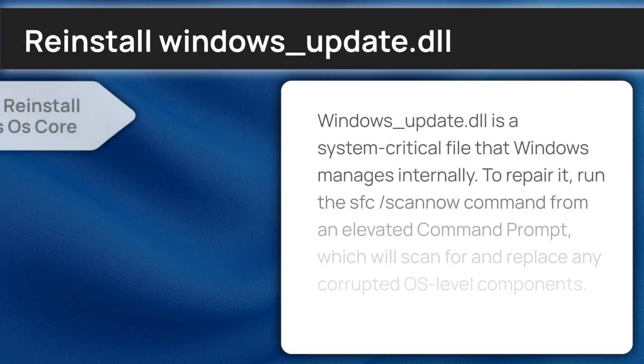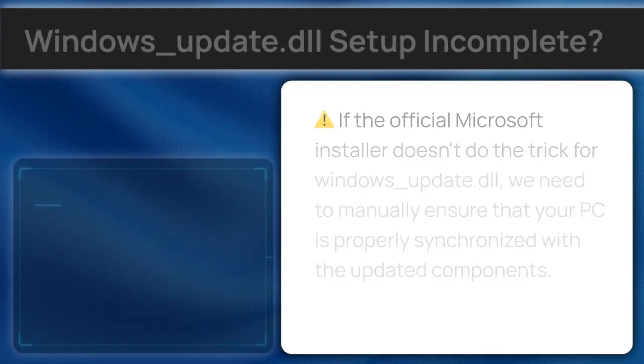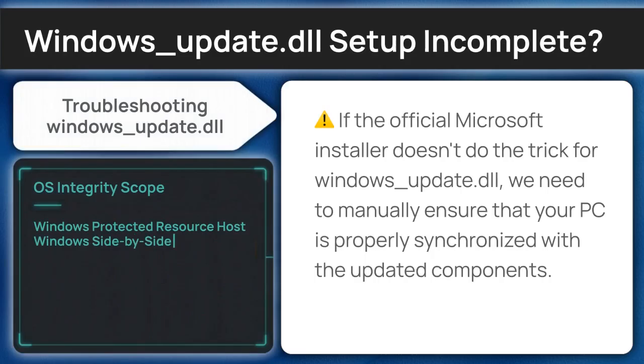Windows Docs Update is a system-critical file that Windows manages internally. To repair it, run the sfc /scannow command from an elevated command prompt, which will scan for and replace any corrupted OS-level components. Should the file remain missing after a reinstall, we need to ensure that the operating system is forced to re-index its shared library paths.